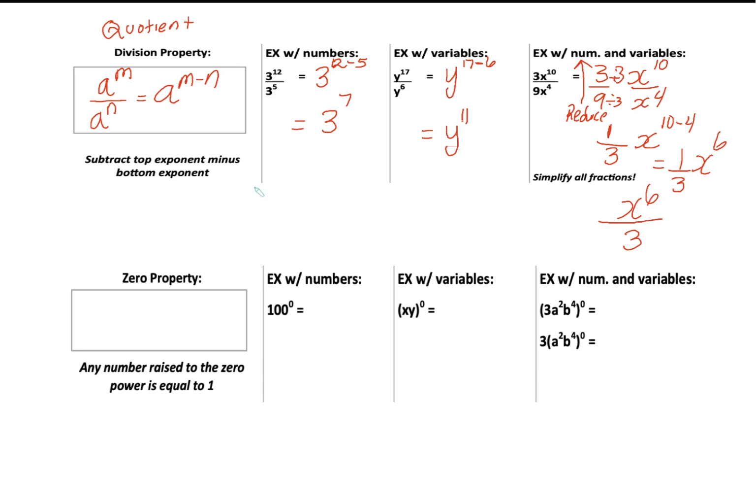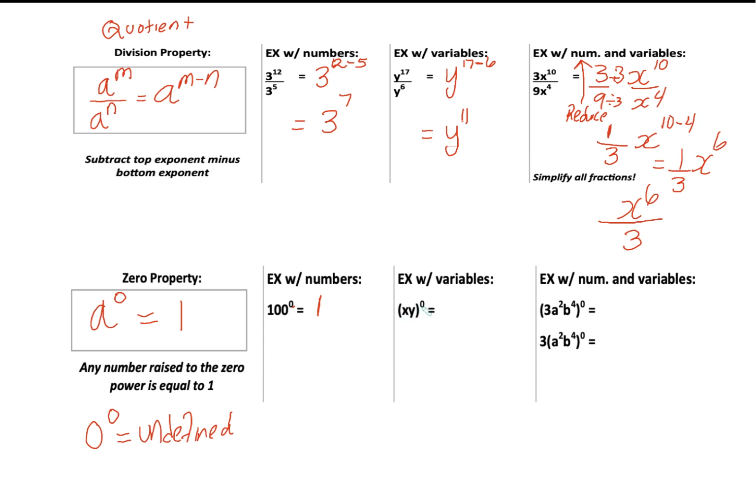The zero property rule states that if you have a base raised to the 0 exponent, your answer is 1. Any number raised to the 0 power is equal to 1. Now I always get this in class. Someone always asks me, well, what is 0 raised to 0? The answer to that is undefined. It does not exist. But always remember, if you have any number or any variable, x, raised to the 0 exponent, your answer is 1. So I have 100 raised to the 0 exponent, my answer is 1.